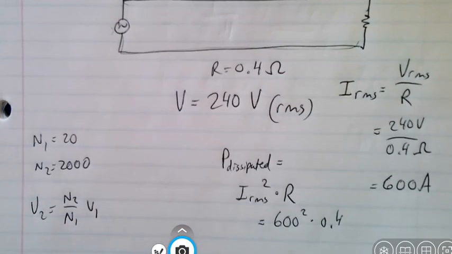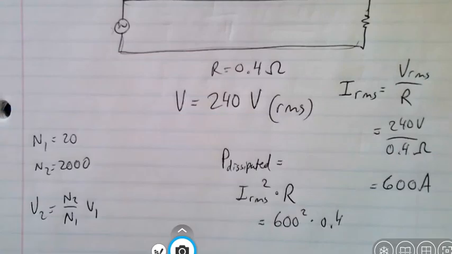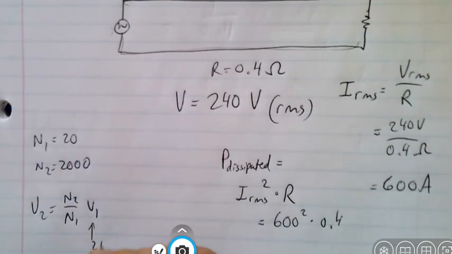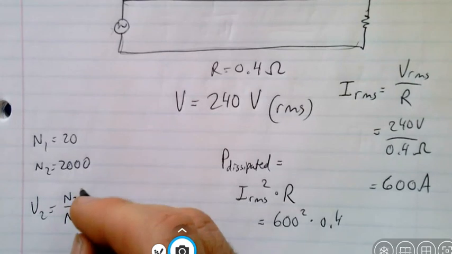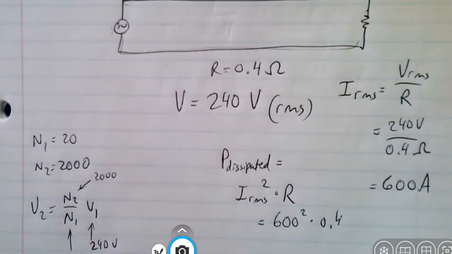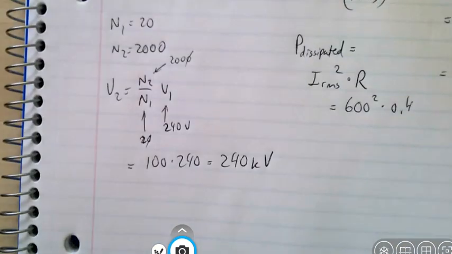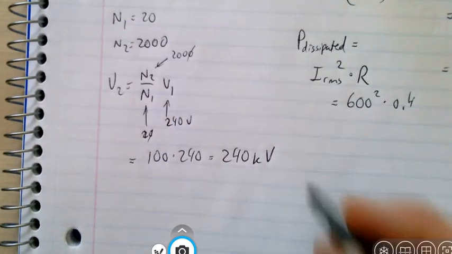In other words, instead of the solar farm producing the normal 240 volts, if we have 2,000 versus 20, then 2,000 over 20 is the same thing as 200 over 2 or 100 over 1. So that's 100 times 240, which is going to be equal to 240 kilovolts. So 240 kilovolts is our voltage.